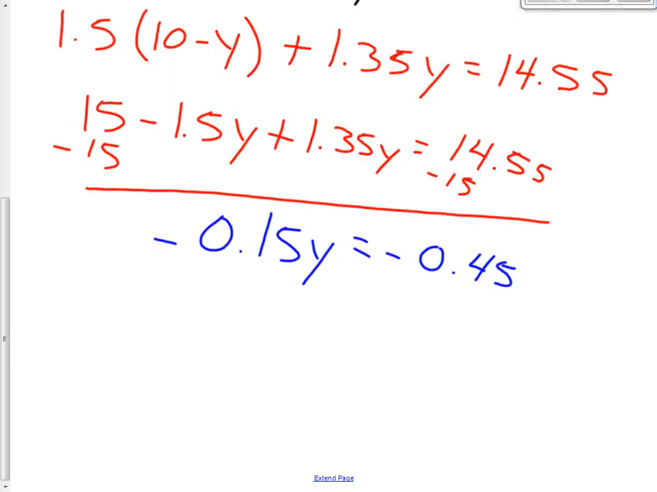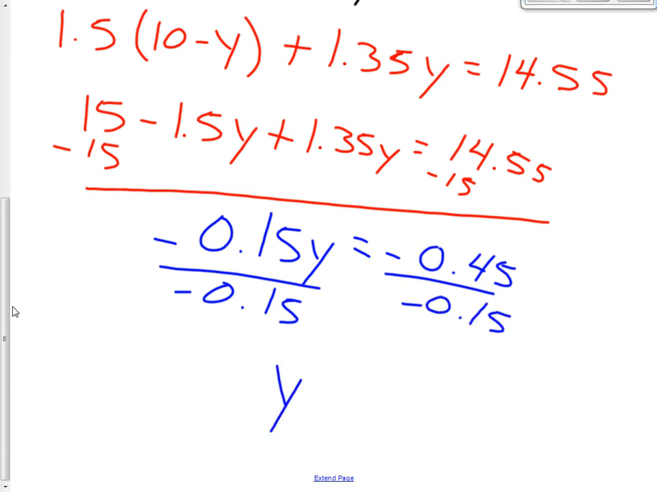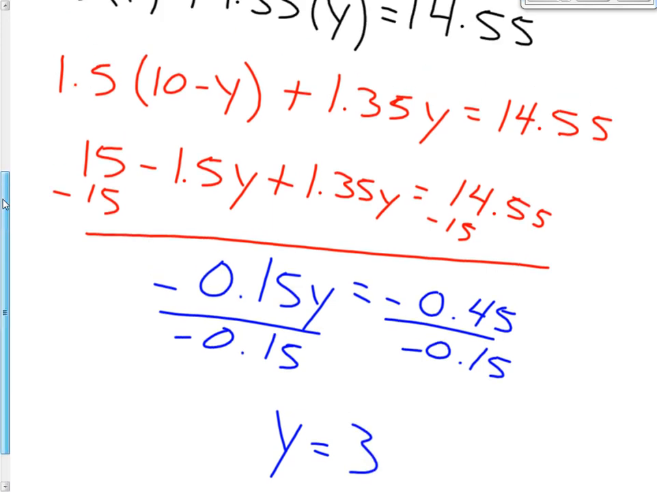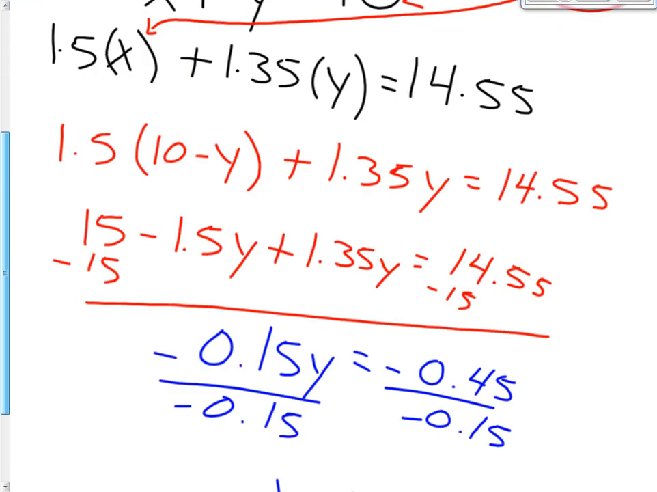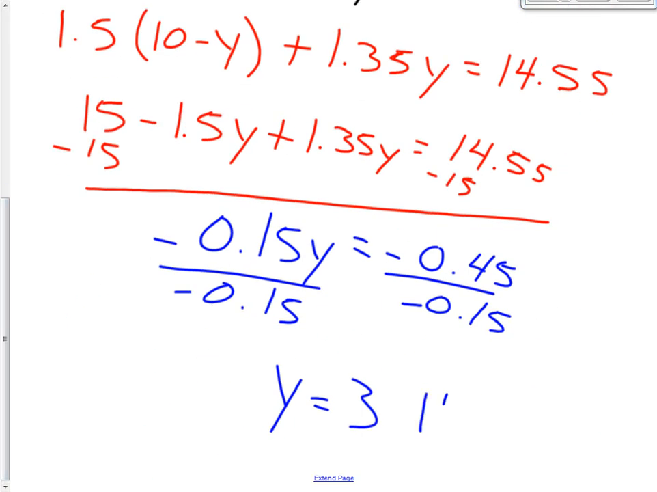Alright, almost done. Divide both sides by a negative 0.15. And we get y to equal 3. So what did you find here? There is 3 pounds of brand Y candy. So here's brand Y. We got 3 pounds of it.